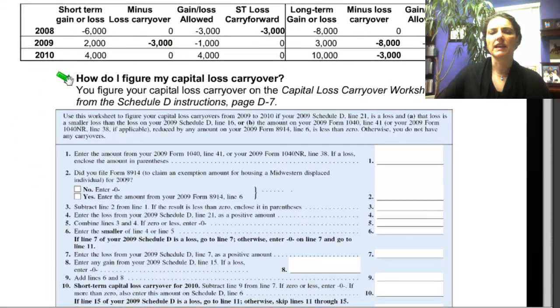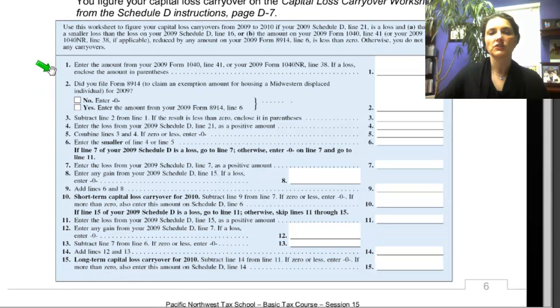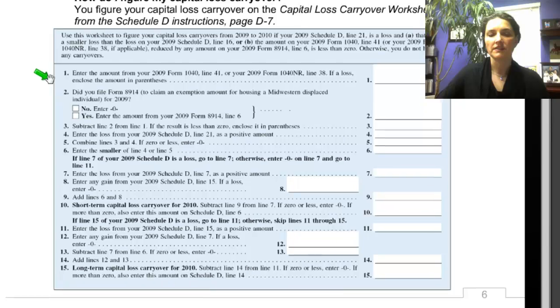So how do I figure my capital loss carry forward? Well, I just showed you the way that I think when I calculate long-term loss carry-forwards and short-term loss carry-forwards. I kind of methodically go through each year figuring what happened. The IRS does have a worksheet that you can use to figure your capital loss carryover, and it is shown below. You can find this worksheet in the instructions for Schedule D on page D7.